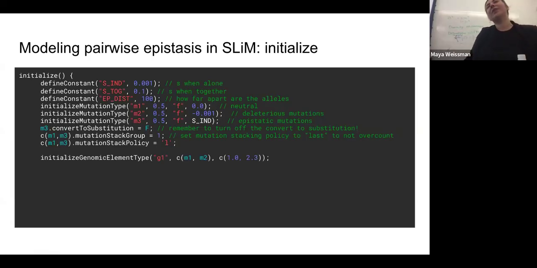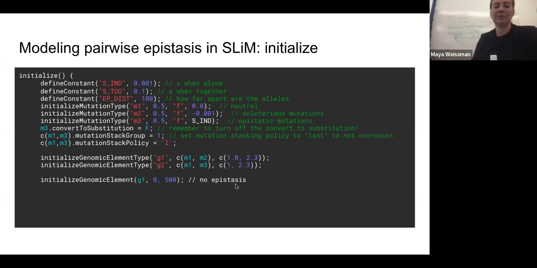In the same way I did in the previous simulations, I'm creating different genomic element types, those in which there are no adaptive or no epistatic alleles versus a G2 region where I'm going to let those epistatic alleles be. The main difference in this recipe versus the last one is that now I'm allowing back mutations to occur. So now both neutral and beneficial mutations are allowed to occur at this locus.